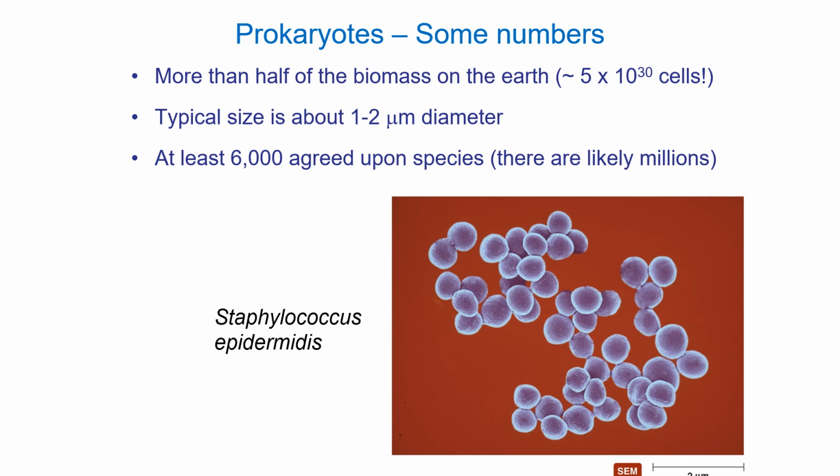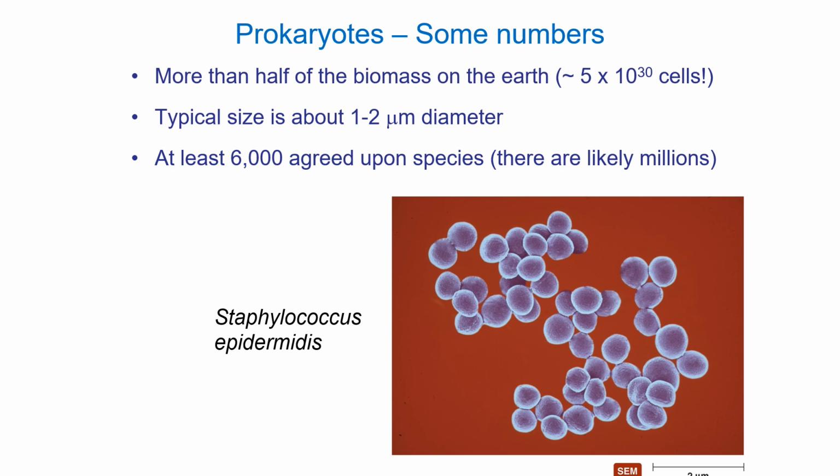So although we can agree on at least 6,000 species, there's lots more. And most biologists agree that there's probably millions of species. What you're seeing down the bottom here is an example of a rather common bacterium. This is Staphylococcus epidermis. And as we go through and look at a few bacteria species, pay attention to the names. They do tell you a little bit about the characteristics of that species.